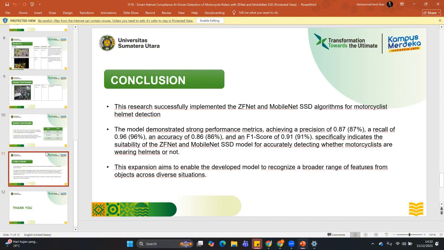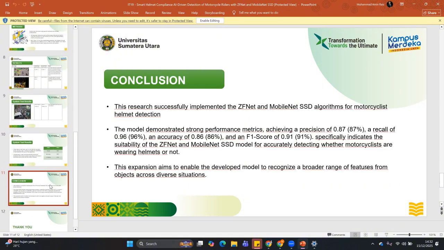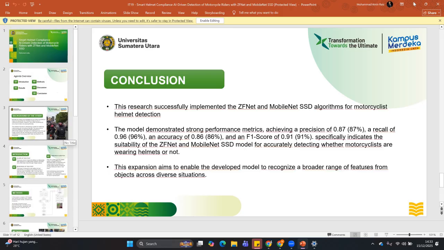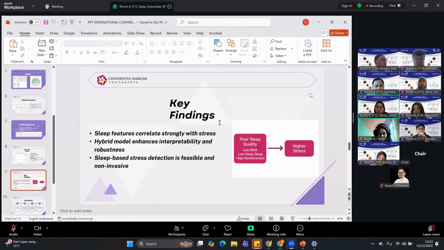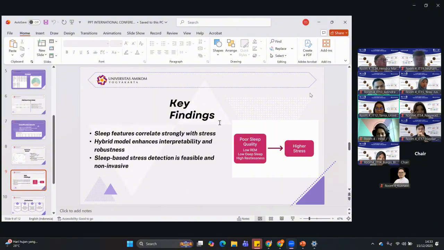This result led us to several key findings. First, sleep features correlate strongly with stress level. Second, a hybrid model combining classification and clustering improves interpretability and robustness. And third, our results show that sleep-based stress detection is feasible, practical, and completely non-invasive.